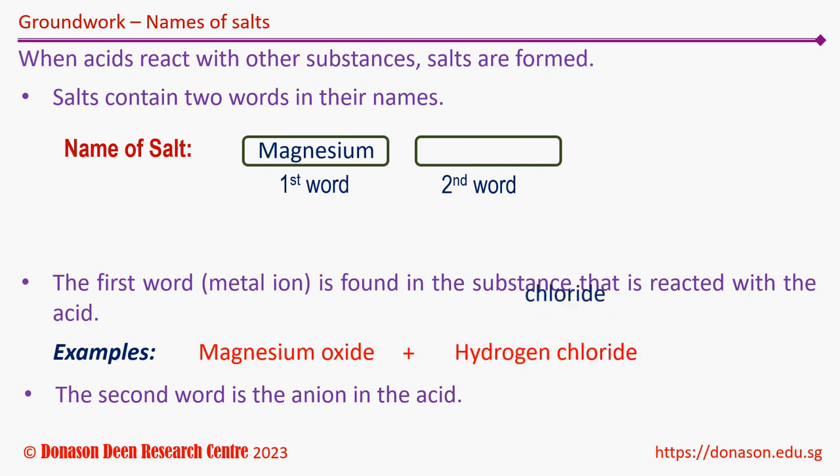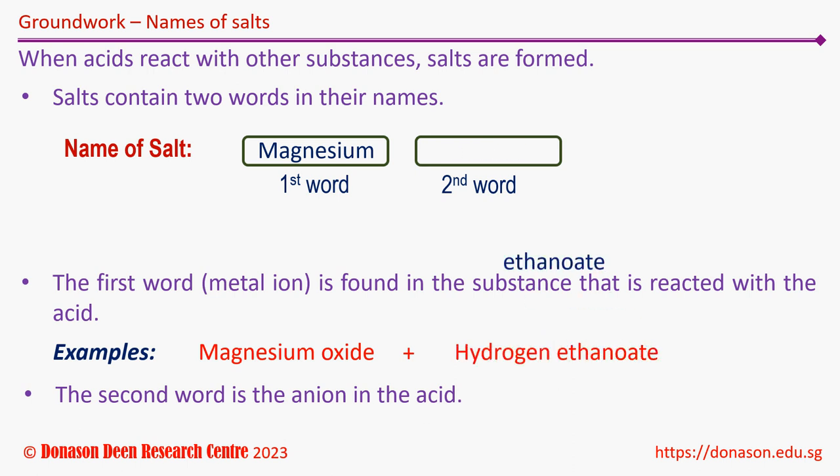Let's say we keep the magnesium oxide as it is, but instead of using hydrogen sulfate, we switch over to hydrogen chloride, which is basically hydrochloric acid. The name of the anion found in hydrogen chloride is chloride, and the second word, when magnesium oxide reacts with hydrogen chloride, is going to be chloride. So the name of the salt will therefore be magnesium chloride. How about if I use hydrogen sulfite? The second word would be derived from the acid. The anion in hydrogen sulfite is of course sulfite. Therefore, the name of the salt would be magnesium sulfite.